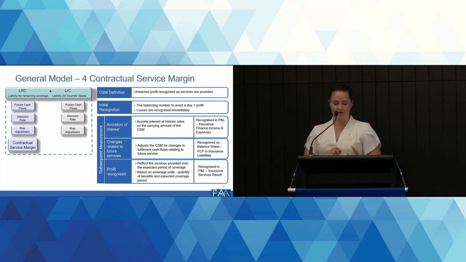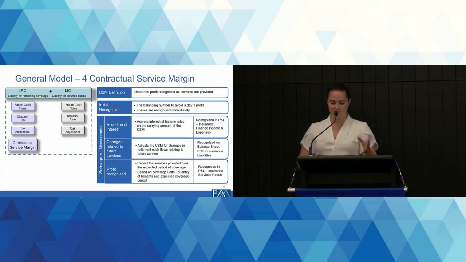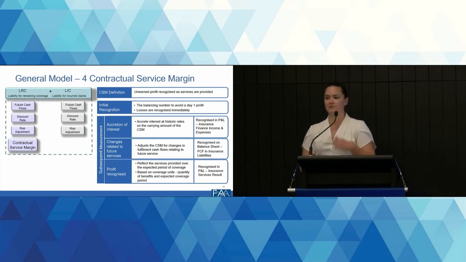You accrete interest based on that locked-in rate that you determined on initial recognition. And then you also adjust for changes to the fulfilment cash flows related to the future service, which again is measured at locked-in discount rates. And that then establishes the new CSM. The difference between the two can then be recognised, hopefully, as profit in your insurance services result. And that cycle continues until the entire cohort is run off.